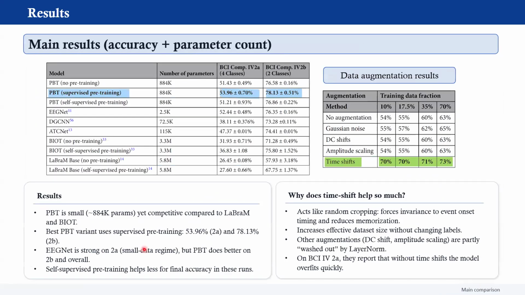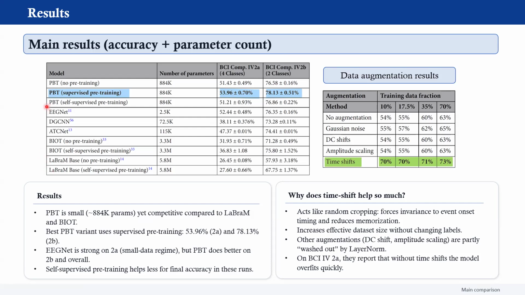Okay. So these are their main results. And over here, you see their three models with the three different training paradigms: no pre-training, supervised pre-training, and self-supervised pre-training. Then you have EEGNet, the graph-based model, and ATCNet. Then you have BIOT, no pre-training, self-supervised pre-training, and LaBraM, no pre-training, self-supervised pre-training.